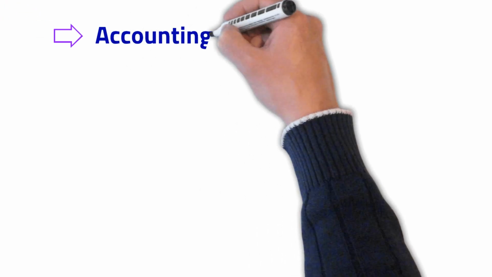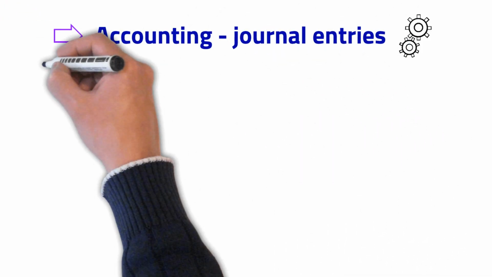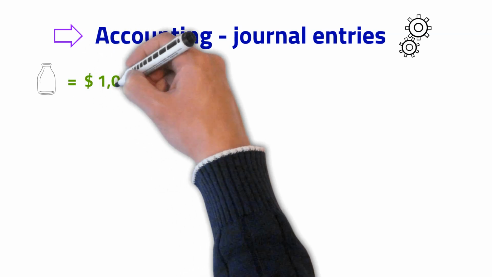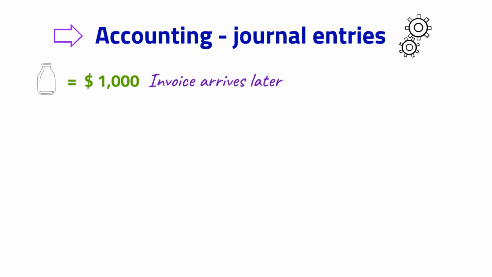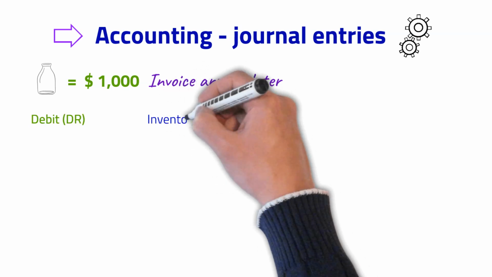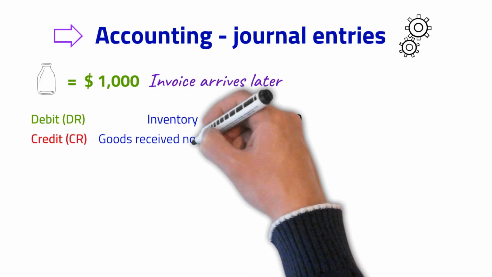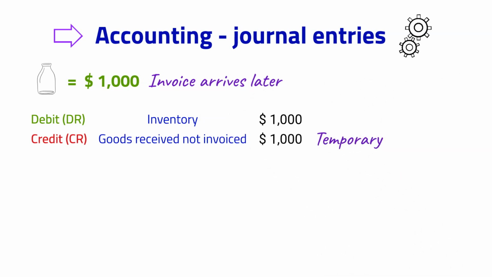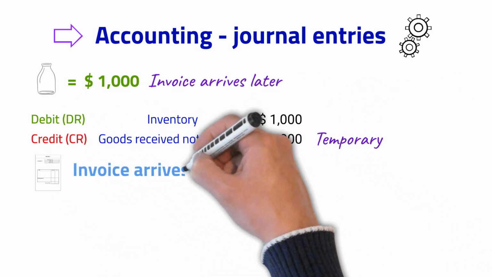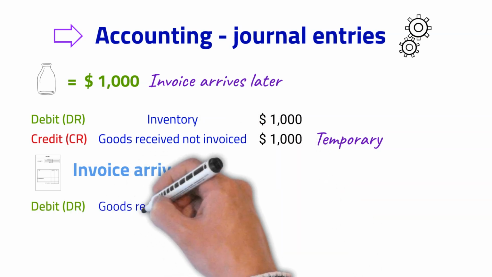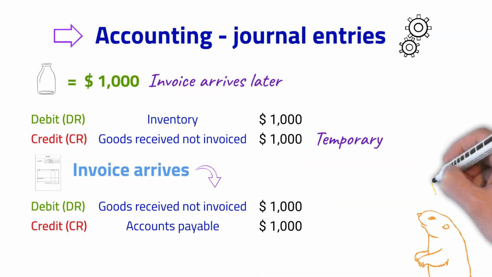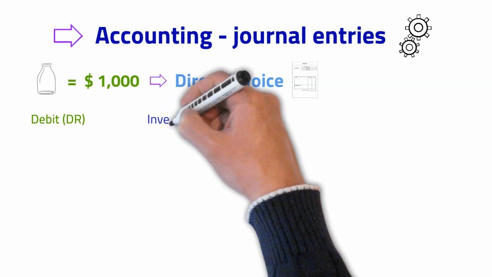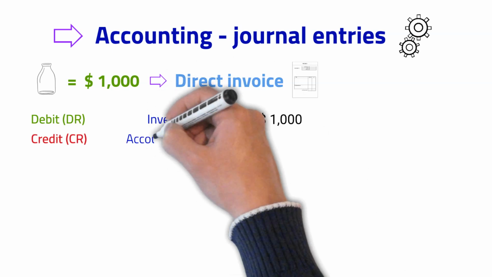Now let's get back to our Apple shop. For a simple purchase on credit of jars for $1,000, when jars are delivered but invoice arrives next week, the journal entries will be: debit inventory $1,000, credit goods received not invoiced $1,000, a temporary entry. When the invoice arrives, the journal entry would be: debit goods received not invoiced $1,000, credit accounts payable $1,000. With direct invoice received, it would be: debit inventory $1,000, credit accounts payable $1,000.